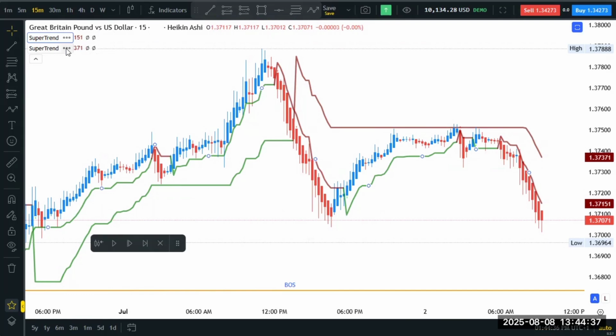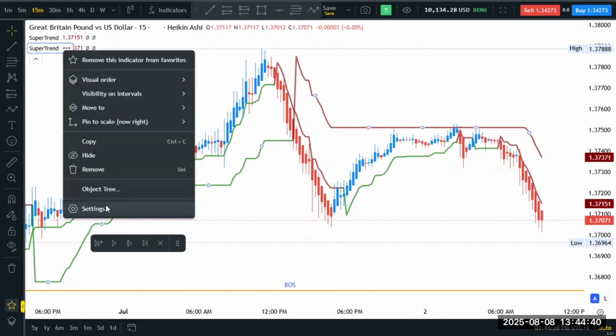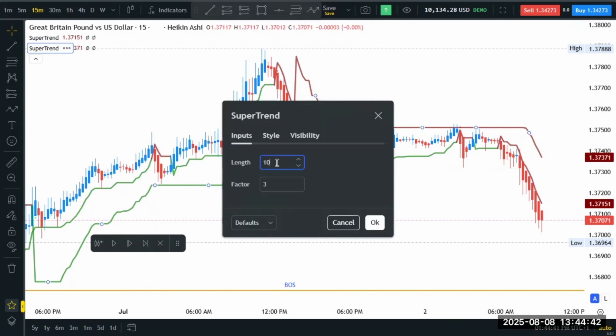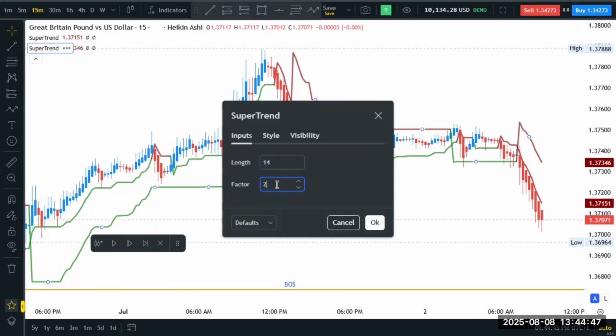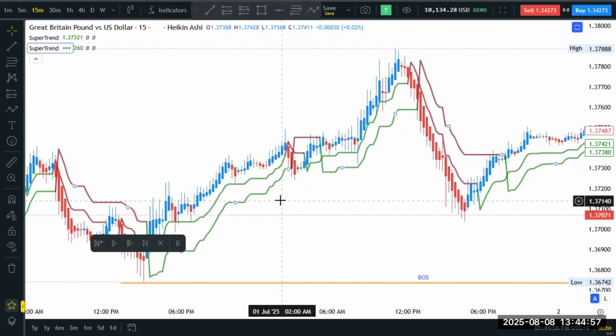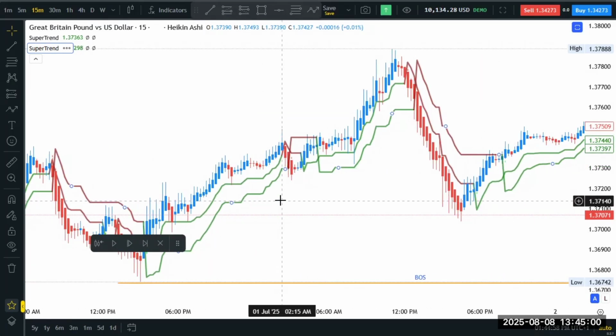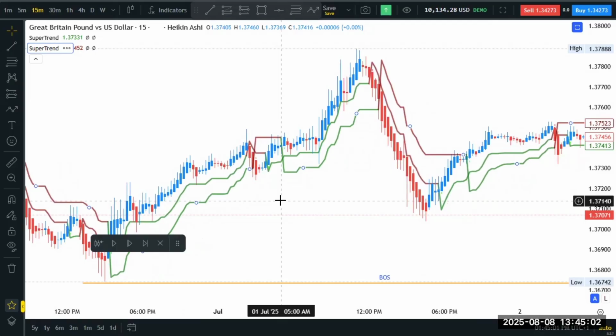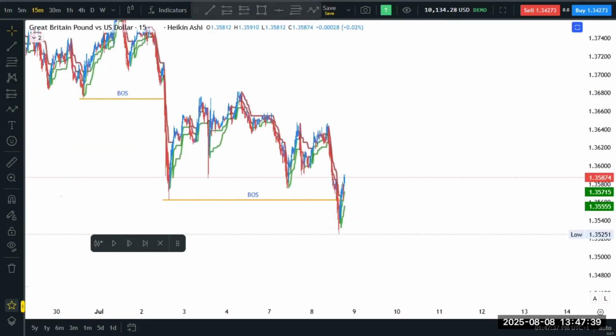And for the second one, I am going to click the settings again, and I'm going to change the length to 14, and I'm going to change the factor to 2. Why? Because we need them to pick our signals earlier. So I'm going to click on OK. We now have our super trend indicator added to the Heikin Ashi charts. So since the second break of structure has occurred, and we are now seeing that price is pushing backwards, our super trend indicators have been added.